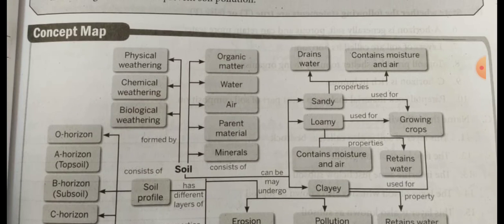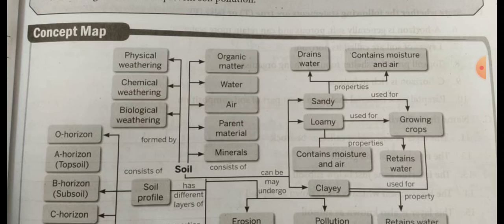Okay. The sandy soil drains water, contains moisture and air. Then loamy soil is used for growing crops. Okay, sandy soil is also used for growing crops. What are the main uses of sandy soil and loamy soil? Do you remember, students? Growing crops, that's all.